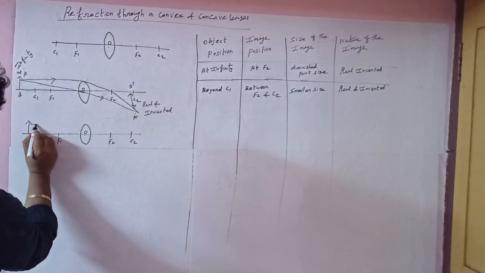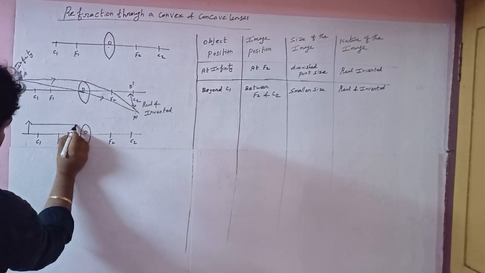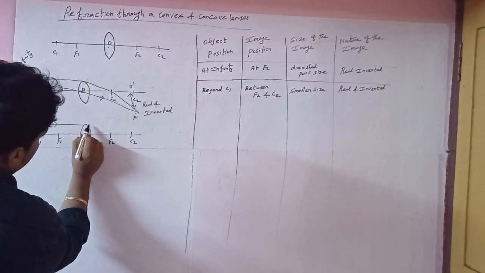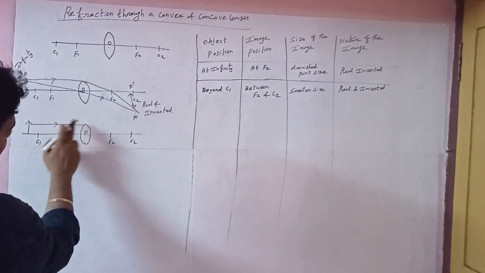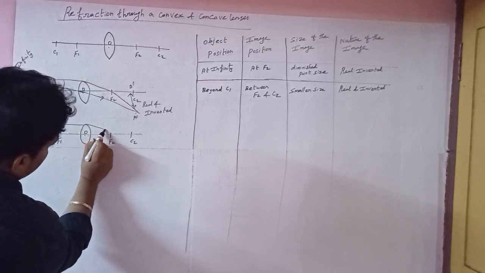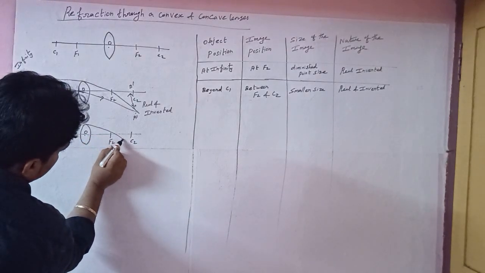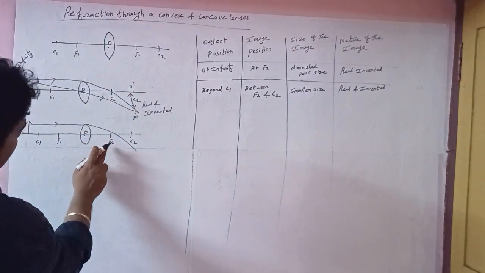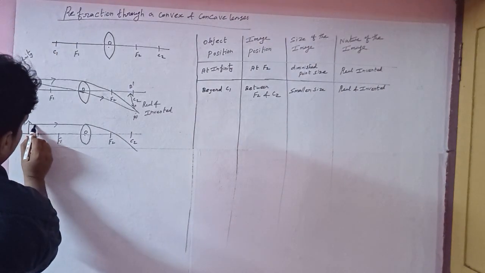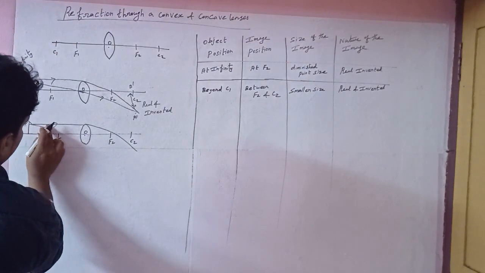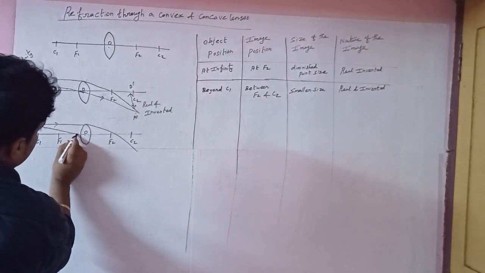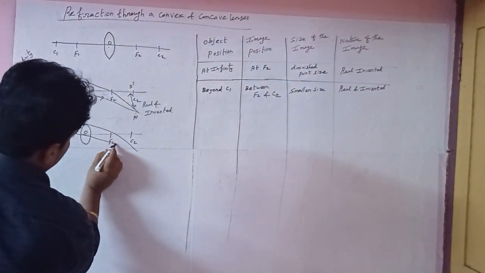So the light ray travels from rare medium to dense medium. This is the path of light. So the light ray will be bending. Because the light ray travels from the rare medium to the dense medium, immediately it will bend. The bending of the light ray will be converging between F2 and C2. Another light ray will travel through the optic center without deviation.